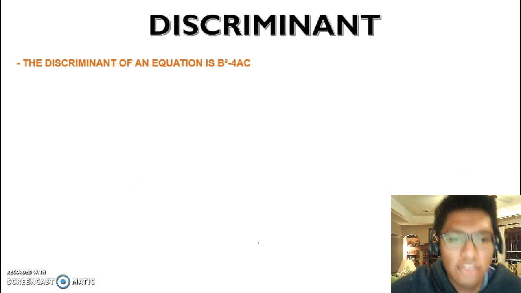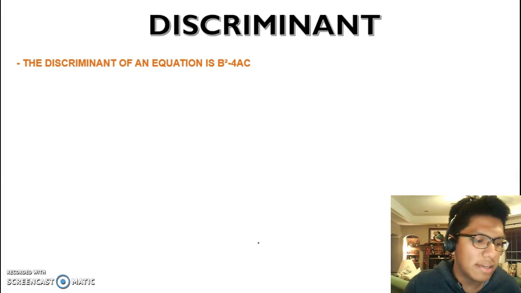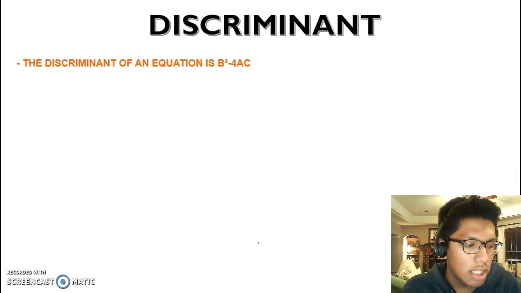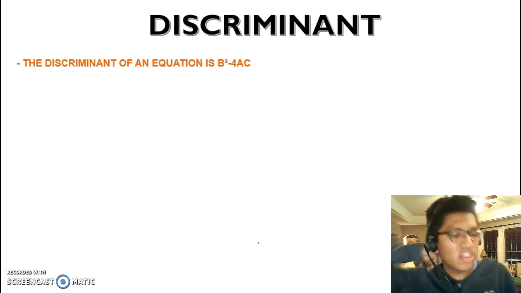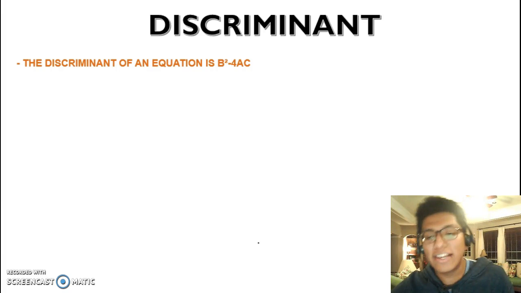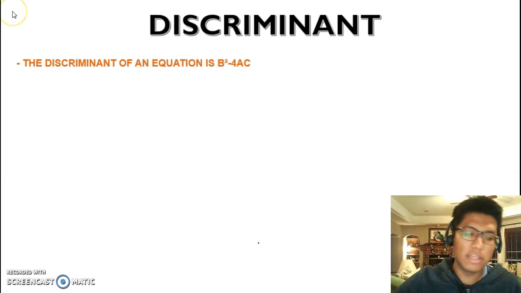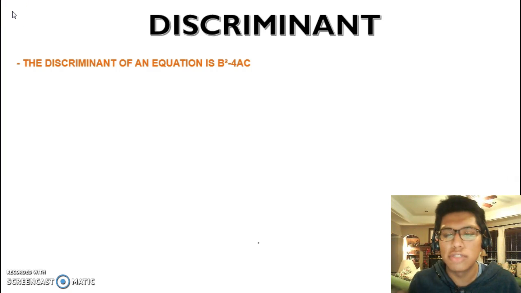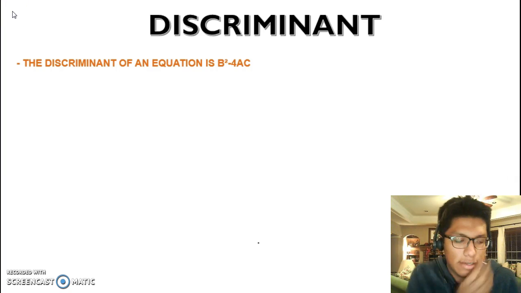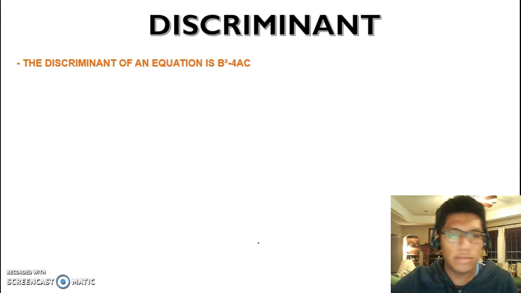So now, the discriminant of an equation is b squared minus 4ac. And this equation comes from the quadratic formula, and each discriminant is determined from the given quadratic equation, ax squared plus bx plus c. And the discriminant helps us determine the number of zeros or solutions or roots, whatever you want to call it. And it helps us determine the nature of these roots, whether they're real or non-real.